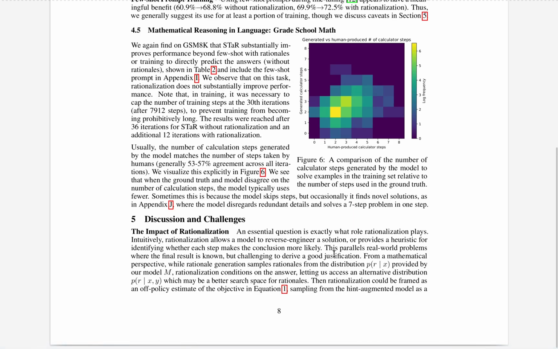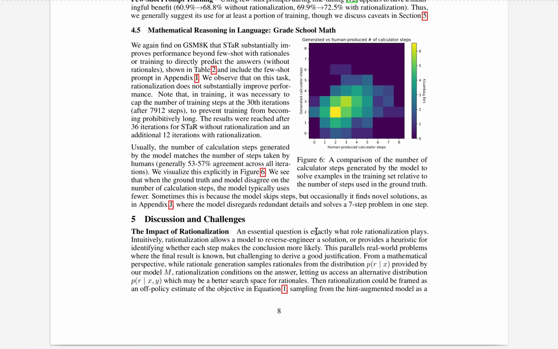Usually the number of calculation steps generated by the model matches the number of steps taken by the humans, generally 53 to 57% agreement across all iterations. We visualize this explicitly in Figure 6. We see that when the ground truth and model disagree on the number of calculation steps, the model typically uses fewer. Sometimes this is because the model skips steps, but occasionally it finds novel solutions, as in Appendix J, where the model disregards redundant details and solves a 7-step problem in 1 step.